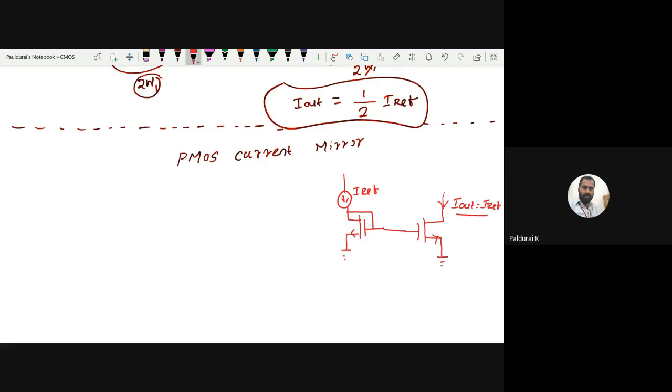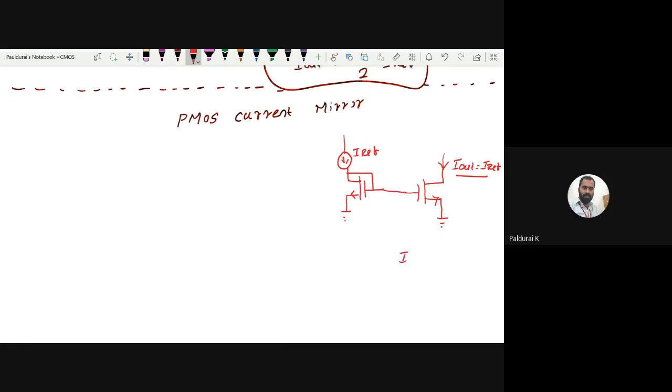Now this I out is equal to, but what is the formula? I out is very important. It is the width to length ratio of the output transistor to the width to length ratio of this transistor, times I reference. This is my NMOS.